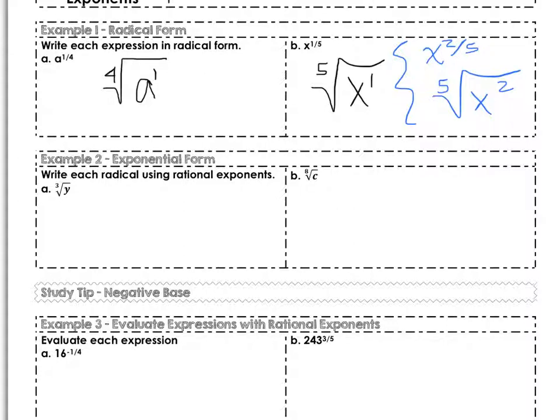So the third root of y can be rewritten as y to the 1/3 power because the exponent inside the radical is really just a 1. The eighth root of c is really going to be c to the 1/8 power, because once again that exponent underneath that radical is just 1.